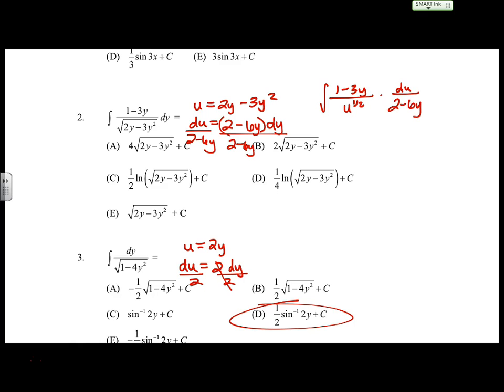Now at first look, they don't match. If you look a little closer, what can I pull out that's in common? Exactly. So I can go ahead and factor out a little 2 from the denominator. So I would have du all over 2 times 1 minus 3y.